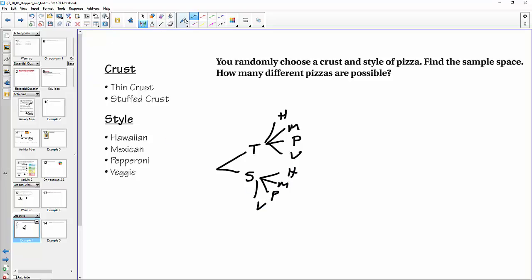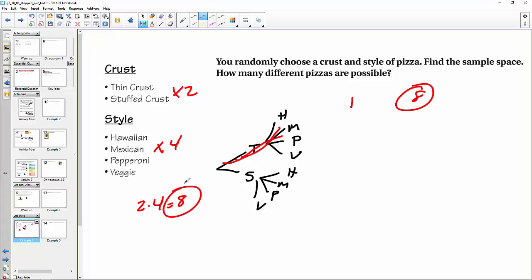And the way that you read these, just so you know, is like I would say it's a thin crust and it is Hawaiian. And that's one of my options, right? A thin crust and Mexican, that's 2 options, and so on. So if I look here, I have 1, 2, 3, 4, 5, 6, 7, 8 different options. There are 8 different ways I could make this pizza. Another way I could do this is I could think of my crust as 2 options, and this one has 4 options. So 2 times 4 equals a total of 8, right? And so let me just clear this out real fast.